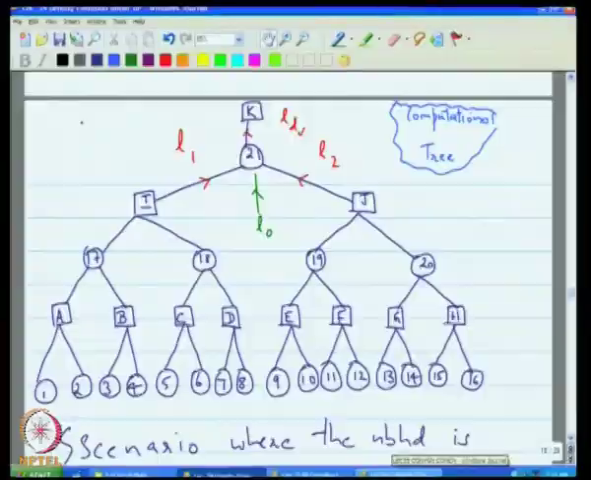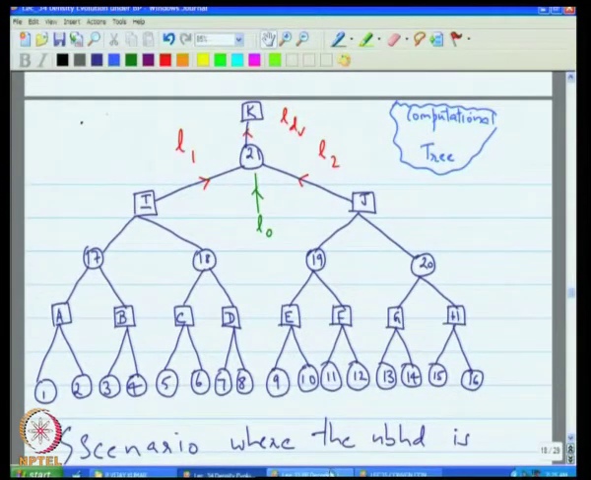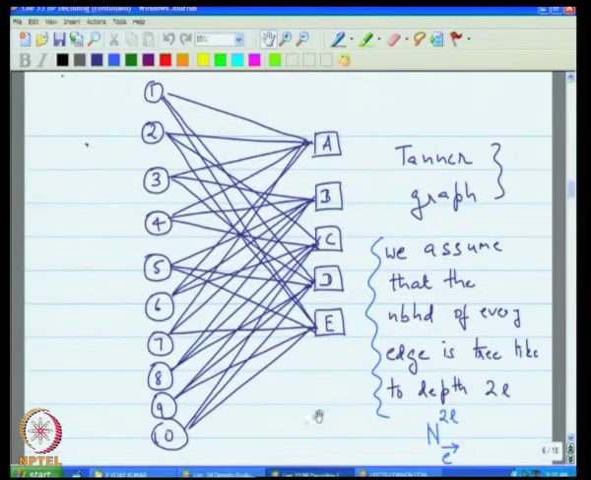Now, on the other hand, it is very difficult to construct an LDPC code whose Tanner graph is tree like to a neighborhood. Let us say you are doing 20 iterations, that would mean you require your Tanner graph to be tree like to depth 40. Now, that is very difficult to construct.